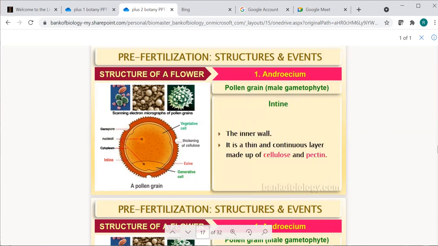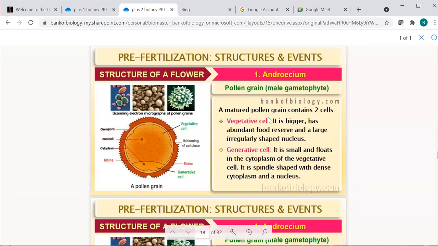And inside, we talked about exine. Now we are talking about intine. Intine is the inner wall. It is a thin and continuous layer made up of cellulose and pectin. The outer layer is made up of sporopollenin. The inside layer, the intine, is made up of cellulose and pectin.